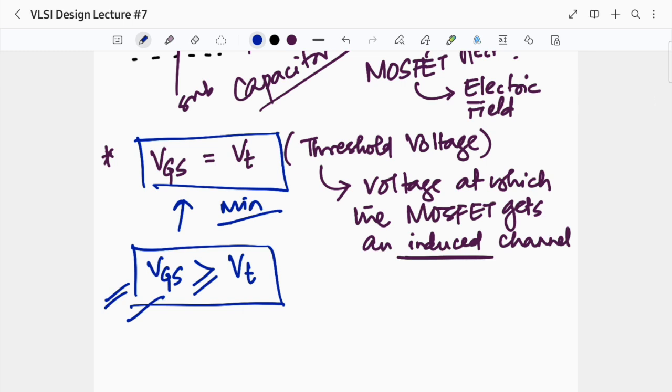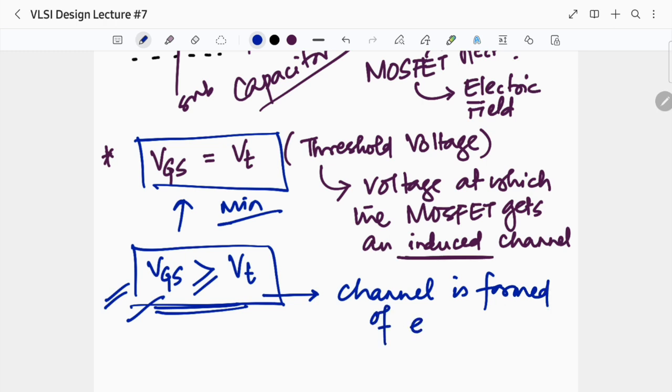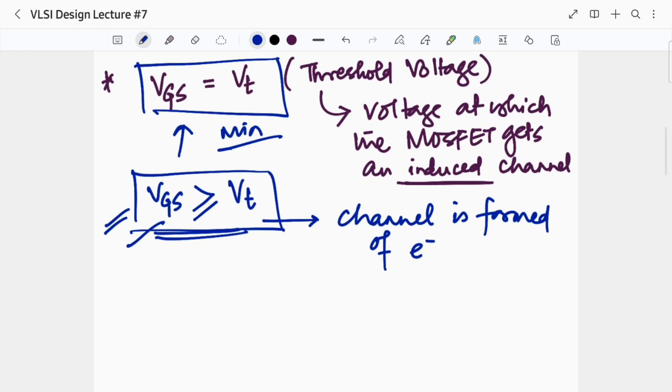Now why am I saying that if I keep on increasing my VGS greater than or equal to Vt, my channel will be strong? How will the channel get strong? It's simply a voltage, right? The channel is formed of electrons, isn't it? From where did we get these electrons? From the N plus pockets and the substrate.